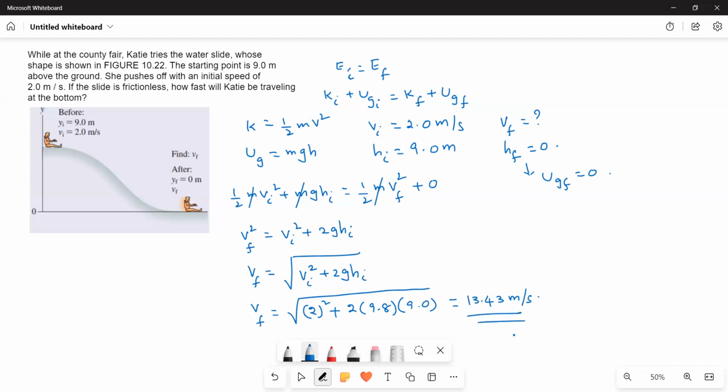This is the velocity with which it is sliding at the bottom. Hope this helps.